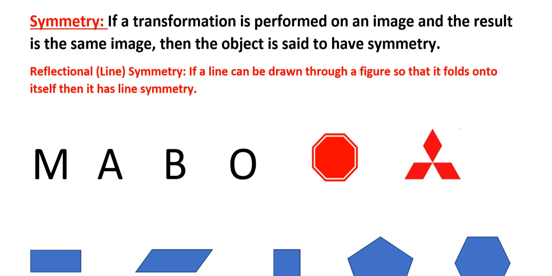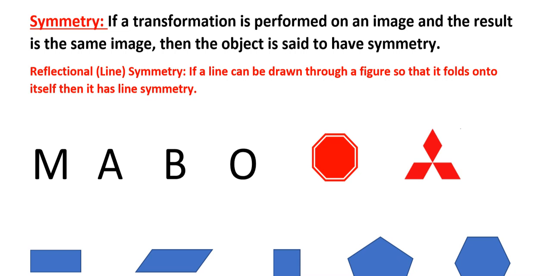Woohoo! It's on symmetry. Symmetry is basically if you perform some type of transformation on an image and you get the same image, it's considered to have symmetry. It might have sounded a little confusing, but there's a few different types of symmetry.